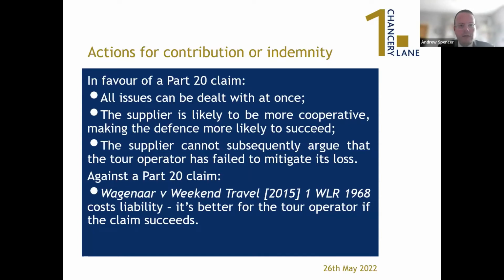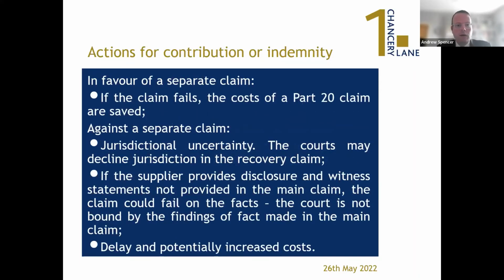Well, that's arguments about bringing in the Part 20 defendant. What about arguments the other way? Well, in favour of this, as I've mentioned, costs. If the claim fails, the costs of a Part 20 claim are saved, and that's the defendant's costs and the Part 20 defendant's costs. But there's also the problem of a different claim brought at a different time in front of a different judge. You've got jurisdictional uncertainty about whether this claim is going to be allowed. There's also the possibility of the Part 20 claim failing on the facts if there's slightly different evidence or some additional documents that weren't there in the main action.